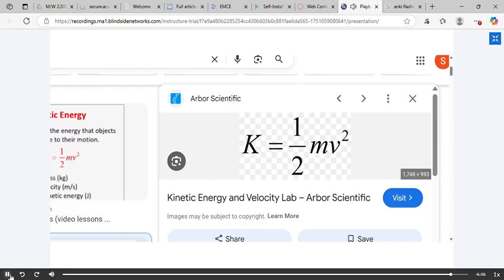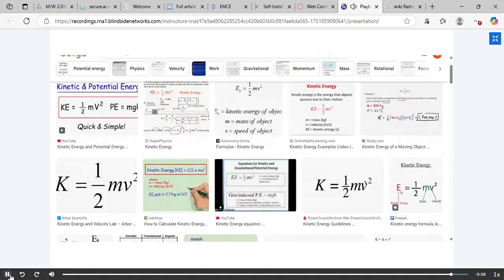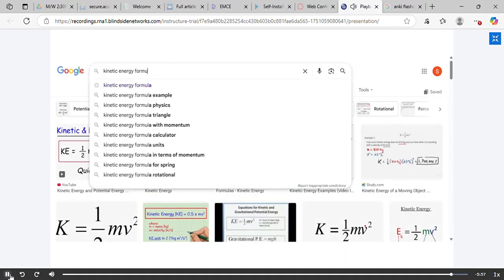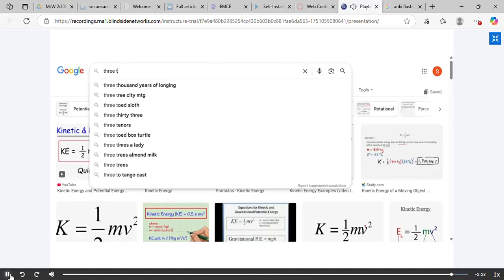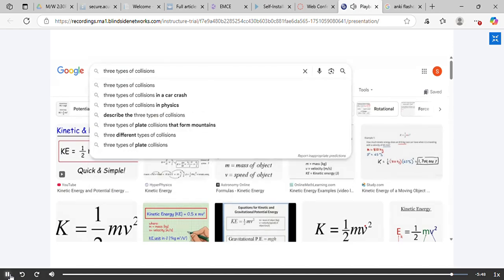There are three types of collisions that the body endures in an accident. Three different types of collisions. Okay, and let me see if I can pull this up for you. Three types. If I can spell.